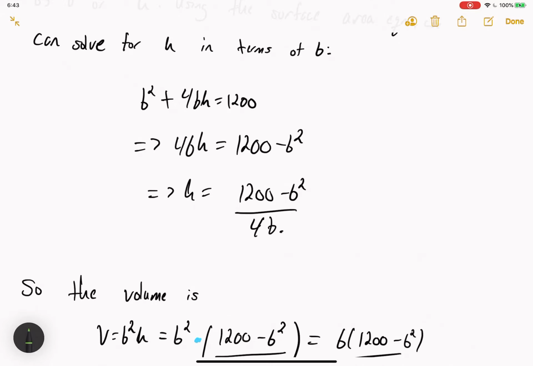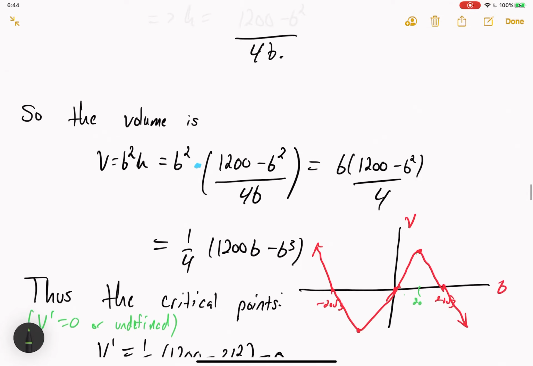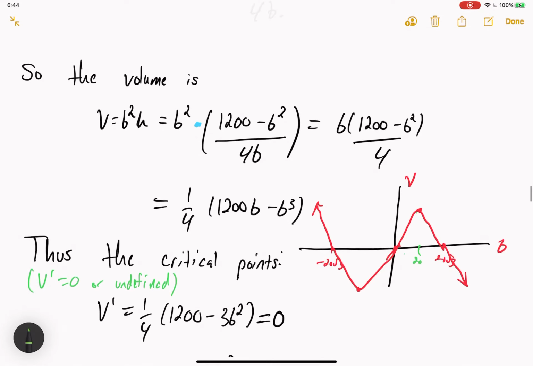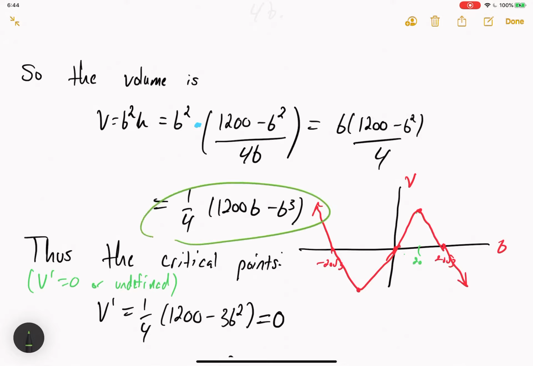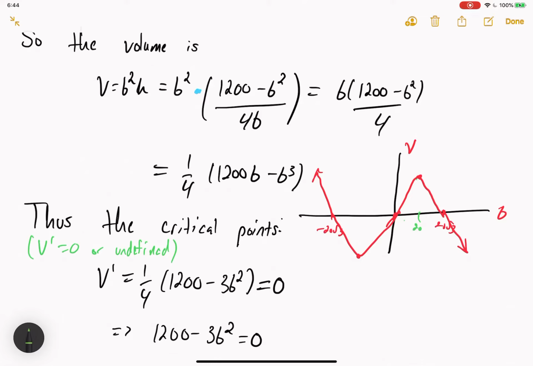So with the surface area equation, we can solve for h. We get h is equal to 1200 minus b squared divided by 4b. So we can plug into the volume equation, and we just get v is equal to b squared times h is equal to, all that kind of stuff again. Just plug it in, reduce. We get 1/4 times 1200b minus b cubed. And again, we want to find the critical points, or we want to find the derivative set equal to 0 or when it's undefined.